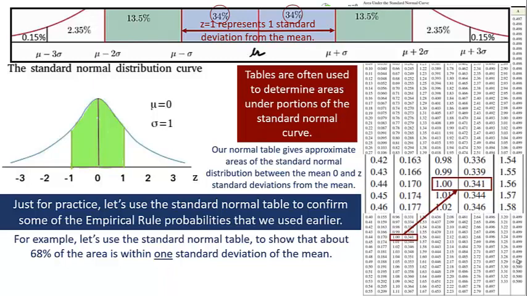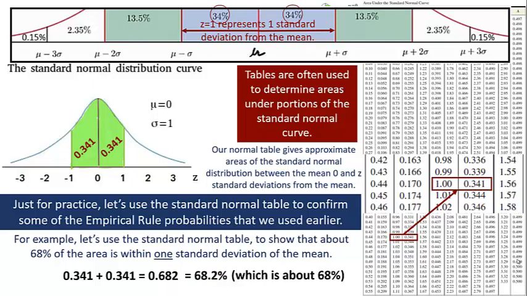If we actually look that up in the table, we look up 1, and 1 gives us 0.341. But remember, that gives us the area from 0 to the right until we get to 1. We have to double that if we're going to the left as well. If you take 0.341 and add another 0.341, you get 0.682, which is fairly close to 68%. So the empirical rule is an approximation. It's a pretty good approximation, but you can see it's off a little bit if you actually use the values from the table.